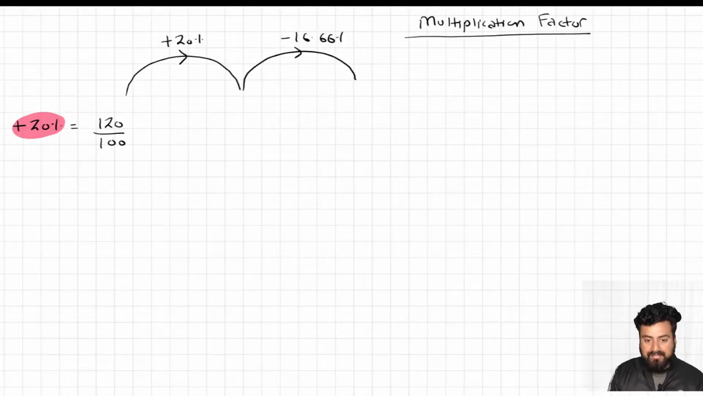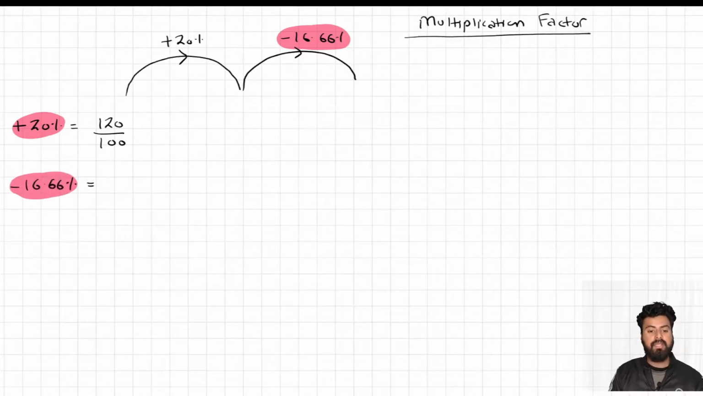Let's realize the second change. I'm decreasing a value by 16.66%. So let's convert 16.66% decrease in the form of multiplication factor. Now guys, I want you to recall, in case of decimal percentage change, or in case of decimal percentages, what we do? We tend to use their fractional equivalents. What is the fractional equivalent of 16.66? It's 1 by 6.